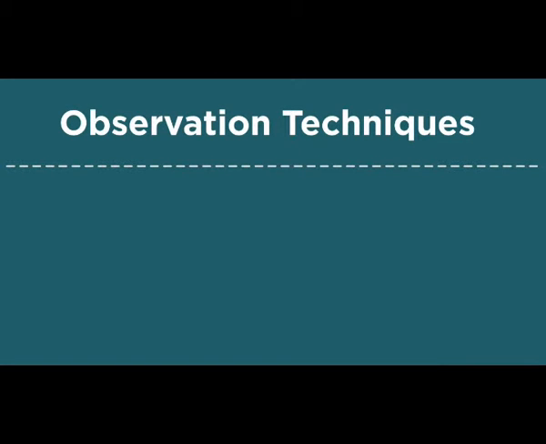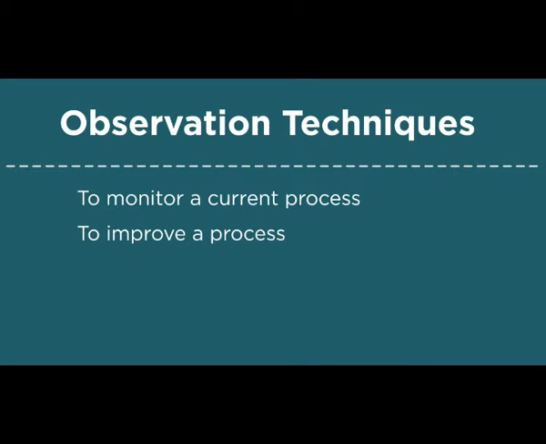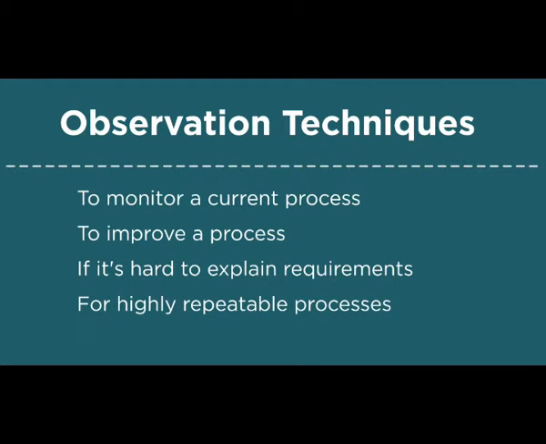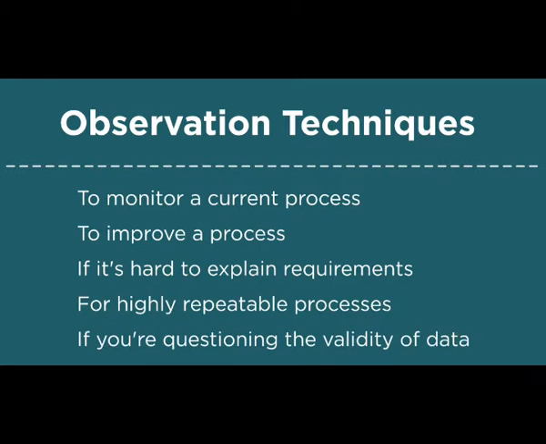Observation techniques are best applied where a current process is to be monitored, the objective is to improve a process, stakeholders find it hard to explain what they do or what their requirements are, processes are highly repeatable, for example manufacturing, and the validity of data collected through other means is in question. Assessing a process or system from a user's interaction perspective is an instant way to elicit requirements. Assessing the actions undertaken in a stakeholder's work environment enables you to watch them perform their work in order to understand the flow and sequence of the activities.